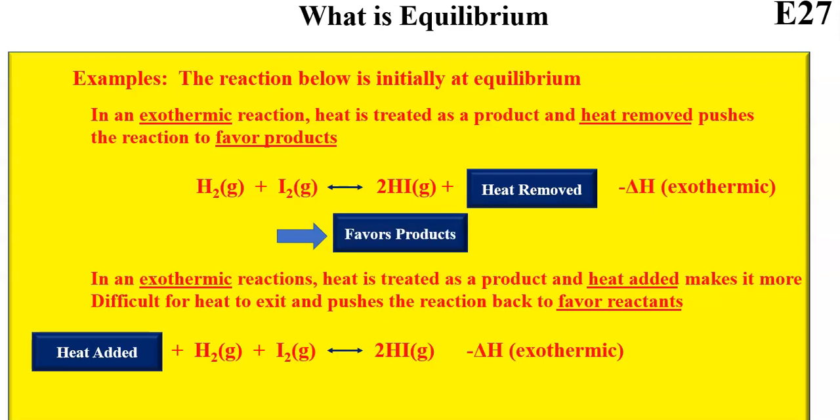Okay, so heat removed is going to favor the products. It's going to move towards HI. In an exothermic reaction, heat is treated as a product, and heat added makes it more difficult for heat to exit and pushes the reaction back in favor of the reactants. So it's basically what I just explained. If you add heat to a reaction that wants to give off heat, then the reaction is not going to work very well. So it wants to go backwards to favor the reactants.